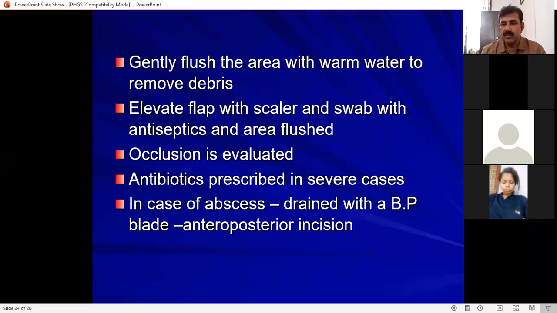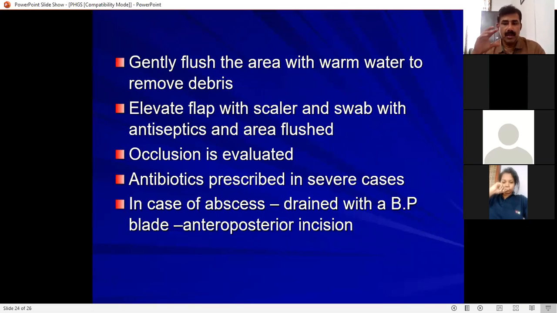Now, what you do on the first visit when you see this patient is, you take some amount of warm water and inject it beneath this pericoronal flap, that gingiva you see, so that all the food debris and all the bacteria there are removed. You can also, with a small scaler, elevate that part of the flap of the gingiva, and then that area is cleaned with warm water. You can add some antiseptics like chlorhexidine, or povidone iodine, or whatever is there.